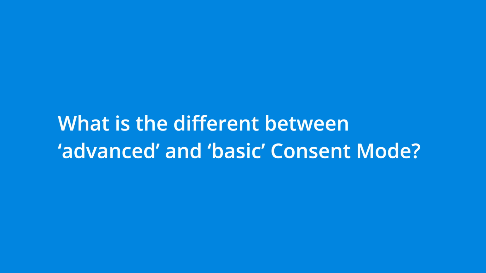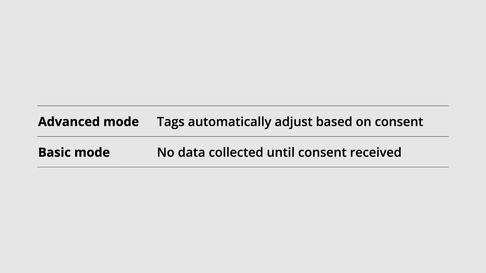Finally, what's the difference between advanced consent mode and basic consent mode? Using advanced consent mode means that tags for Google's platforms, like the Google tag for Google Ads and Google Analytics, will automatically adjust the data they collect based on people's consent preferences. For example, if you're sending data to Google Analytics, basic information will be sent to Google Analytics before consent has been granted. Then, when consent is granted, cookies will be created and the tag will send all of the available information to Google Analytics.